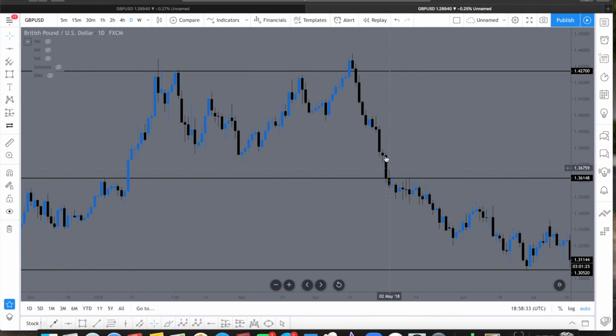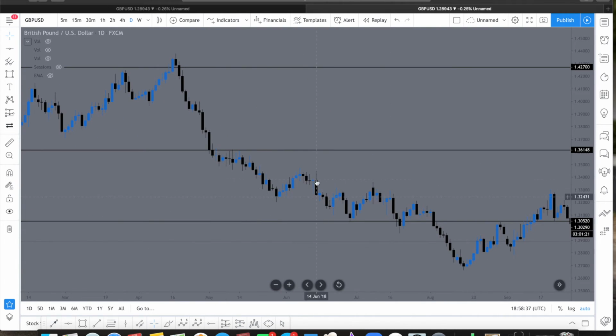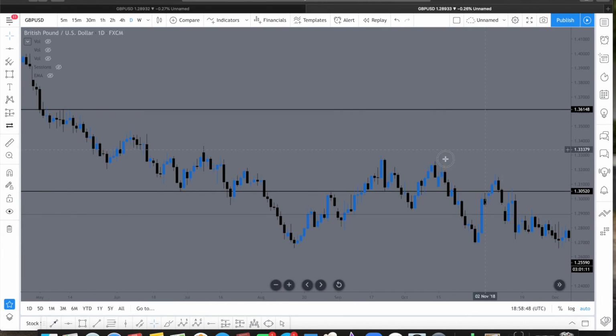It busts through this, which was the support line. Now it comes back in this zone. This right here becomes a ceiling and this becomes the support. Price rejects off of it and then it just continues.